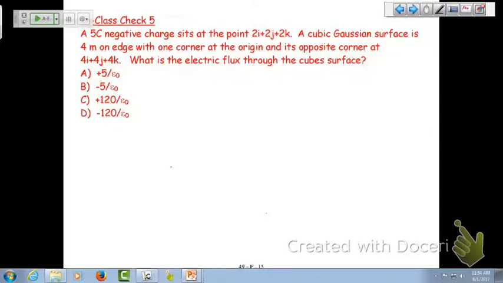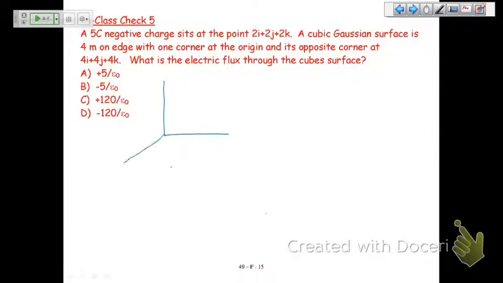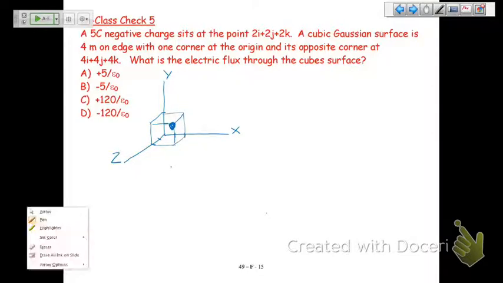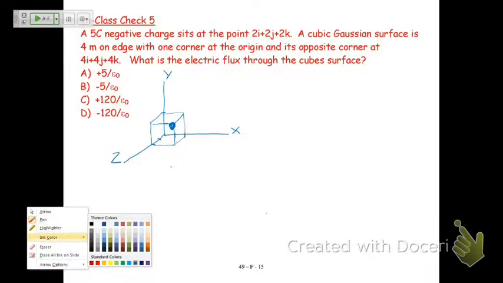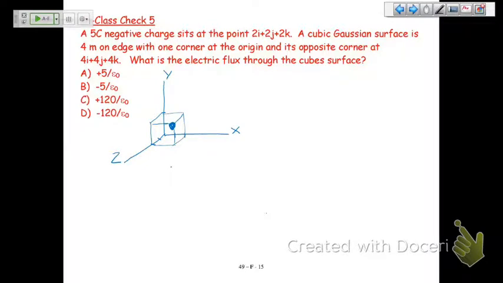What we basically say is, okay, I want to visualize. So here's my X, Y, and Z. And then I say, well, the point charge is at 2, 2, 2. So there's 2, there's 2, there's 2. So let's draw this. So my point charge is there. And then let's change color pen so this is a bit more clear. And let's go to a black. And then for my Gaussian surface, it says the Gaussian surface is 4 meters on a side, with the origin at one corner and the other at 4, 4, 4.